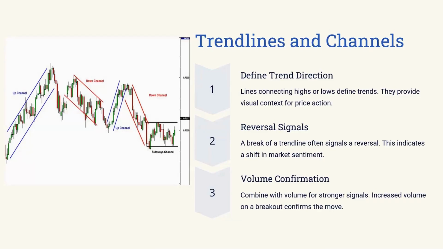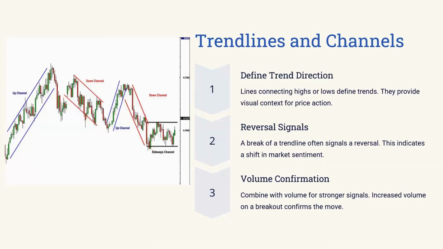And the second one is reversal signals. A break of a trend line often signals a reversal. One of the most important signals from a trend line occurs when the price breaks decisively through an established trend line. For an uptrend line break, a break below an uptrend line suggests that buying pressure is weakening and a potential trend reversal to the downside, or at least a strong correction, might be underway.